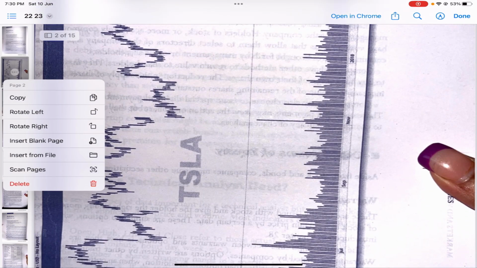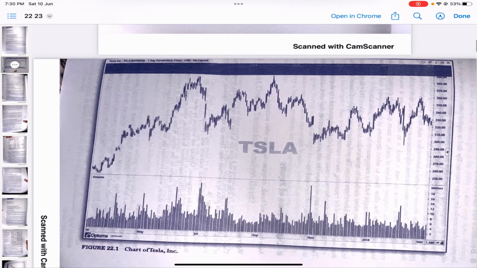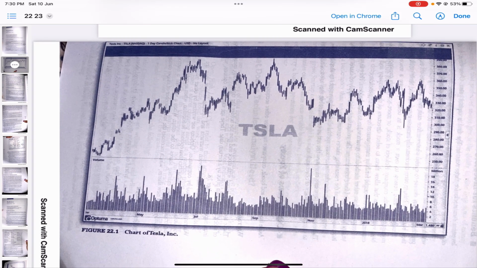So this is my chart of Tesla. Look at this. This is a candlestick chart.